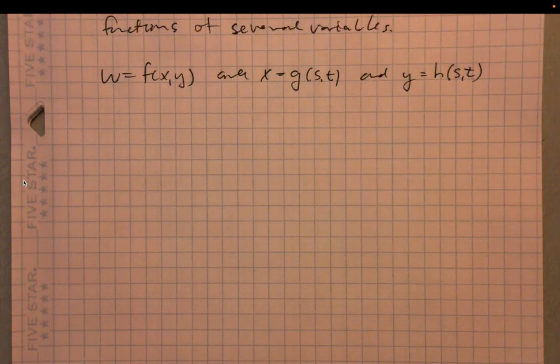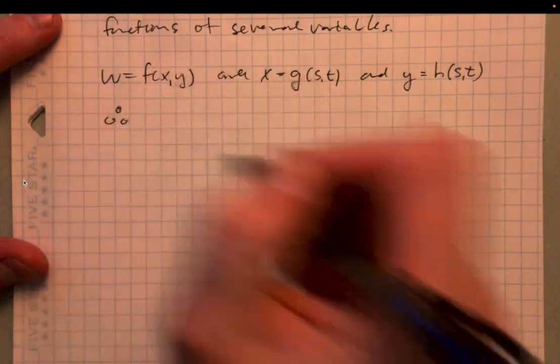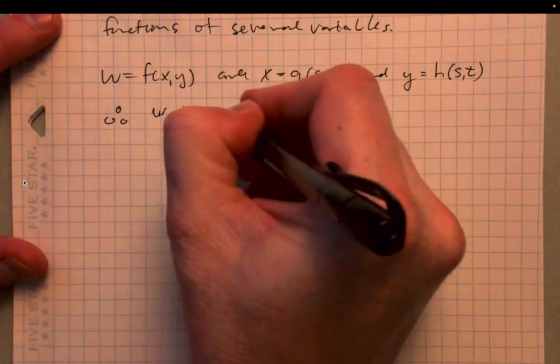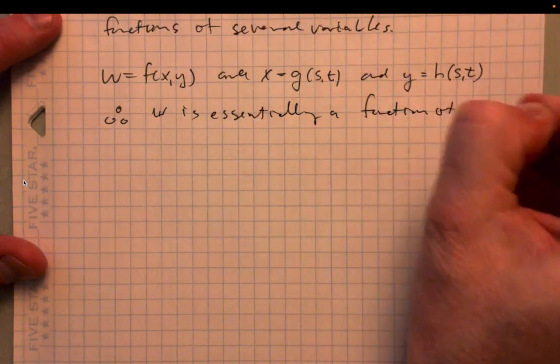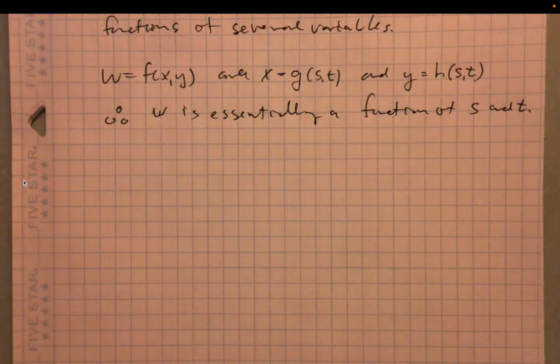Before you had x as a function of purely t, and y as a function of purely t, but now you have the more mixed case. So the way to think about this is that w is essentially a function of s and t. In some cases, it's useful to substitute the equations x and y, g and h, directly into the equation for w, so to rewrite w as a function of s and t.